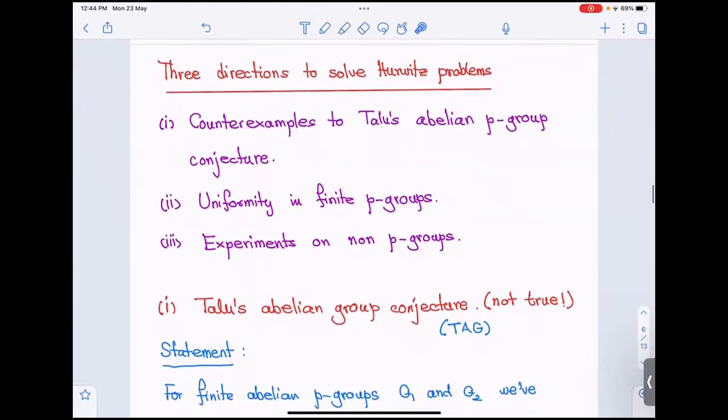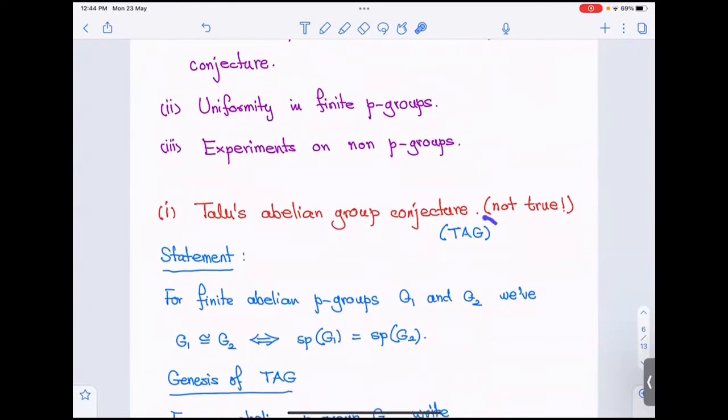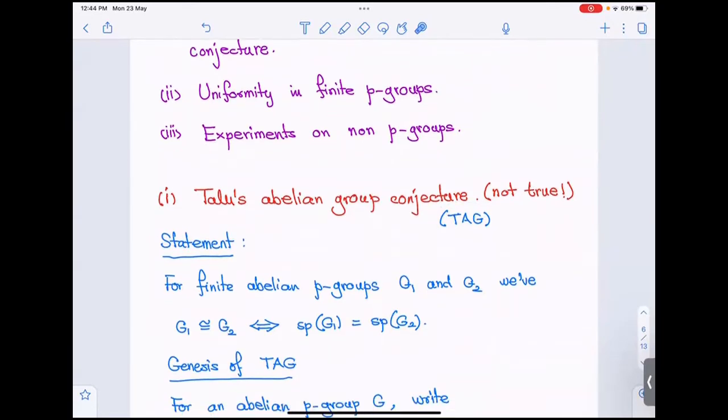So what is Tau's abelian group conjecture? In short, I'll just write it as a tag, which is no more true. So it basically states as follows: can we recover the structure of an abelian P group? P group means its order is a power of a fixed prime. So the question is, can you recover the structure of the finite P group, which is abelian, as determined by the spectra sets? Of course, if the groups are isomorphic, then the spectra sets are the same. But the question is, is the converse also true?